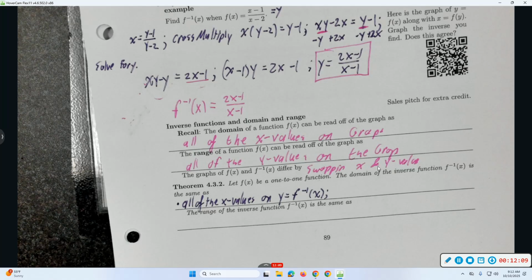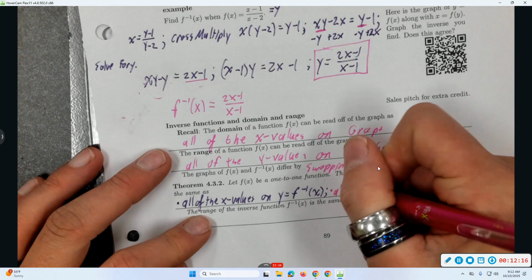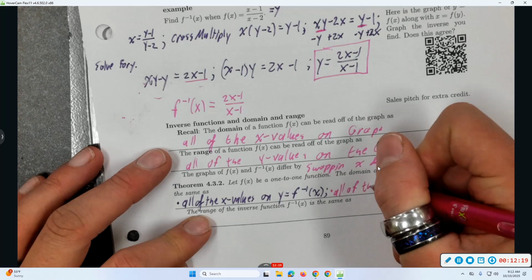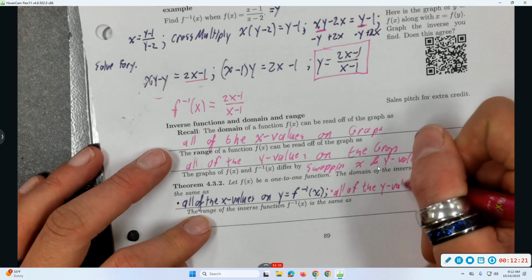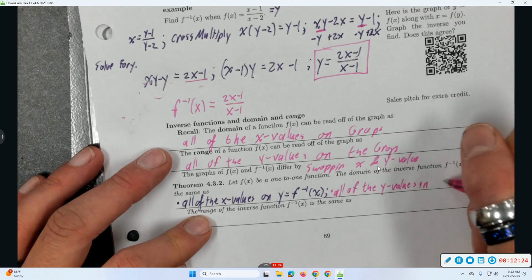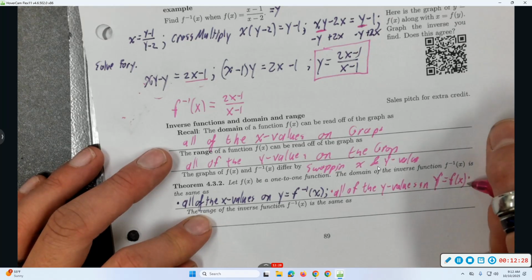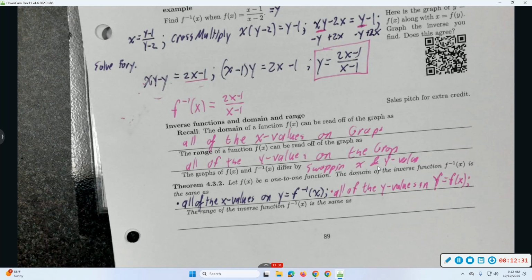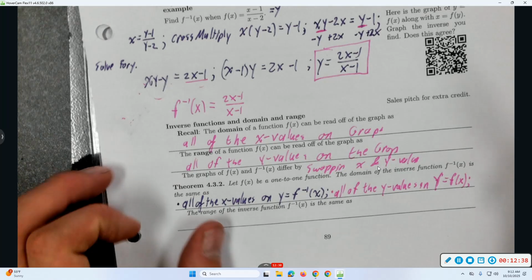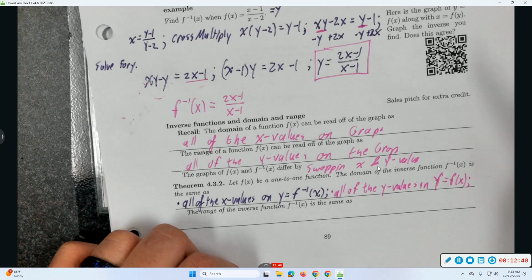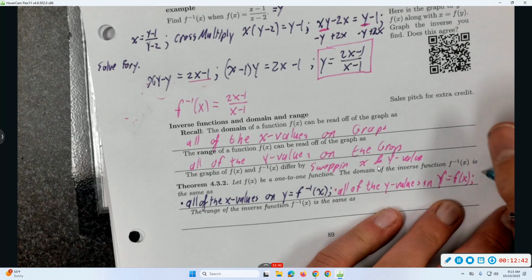Ooh, but I could express that in terms of the original function too. That's the same as all of the y values on the graph of y equals f of x. All right. We already have a name for all the y values on y equals f of x. What's the name for that? Range. The range. Cool.